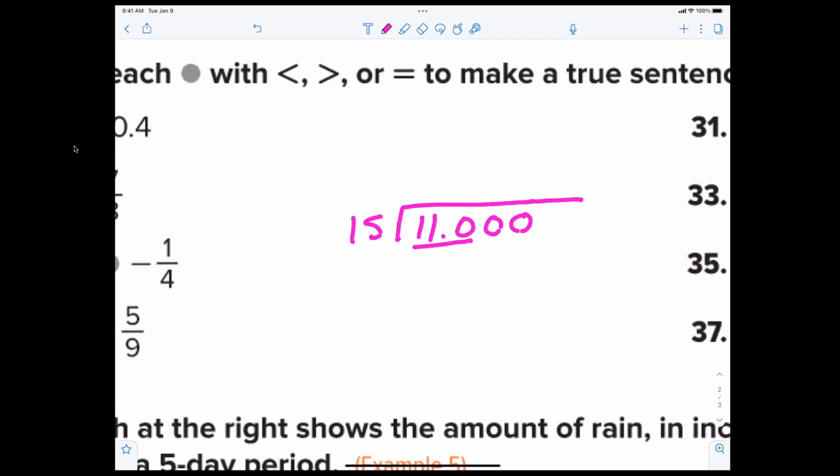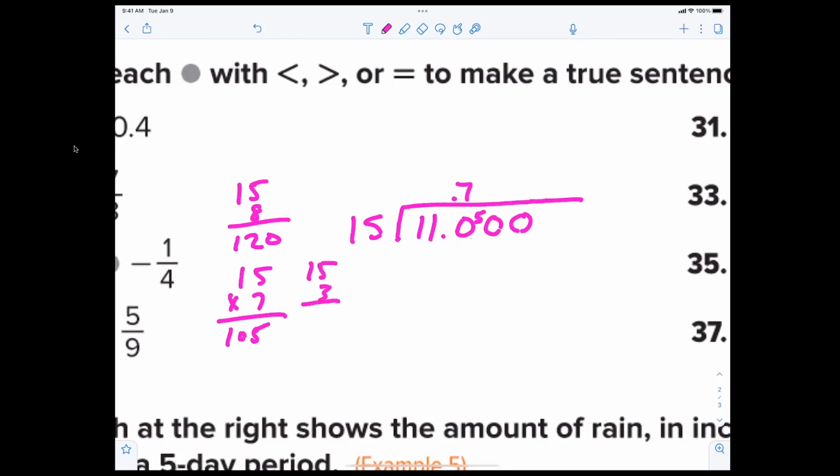So 8 times 15. Now, look, guys, when you're doing this, a lot of times just keep the numbers out, so you might have to use them again. So 8's too big. So instead of 8, 15 times 7 was 105. Okay, so 105. Now tell me how many is left over. 5. Now, how many times does 15 go into 50? That's right. 15 times 3 was 45. How many left over?